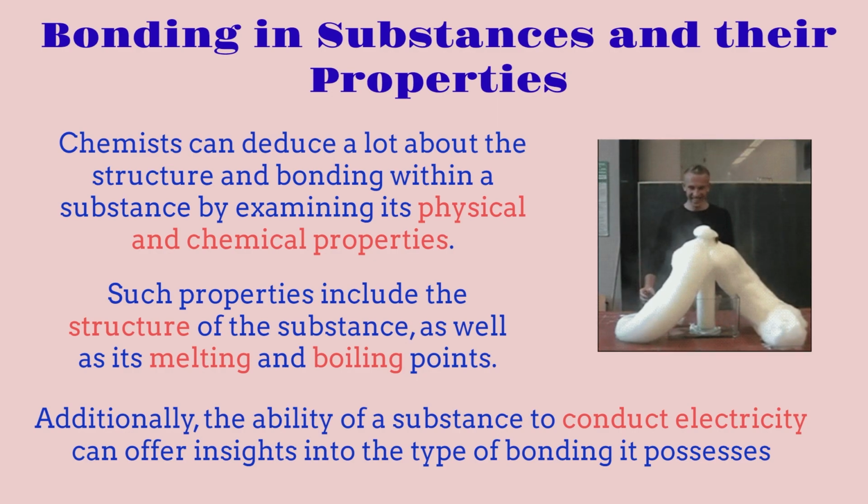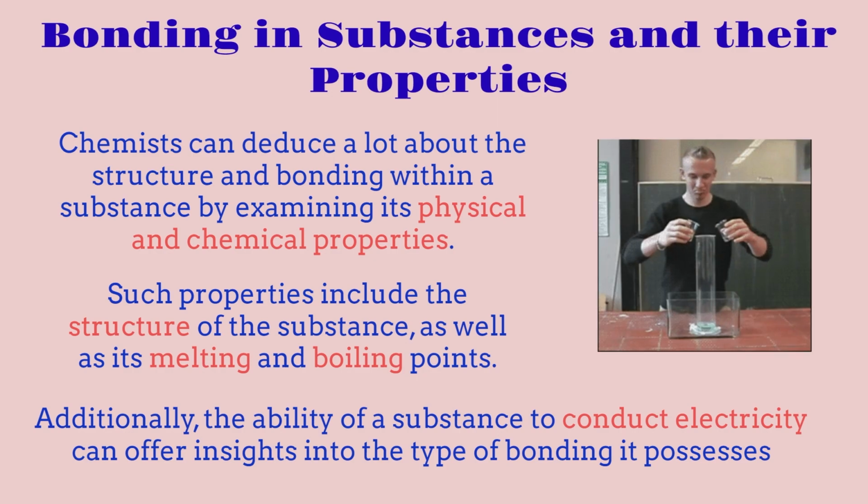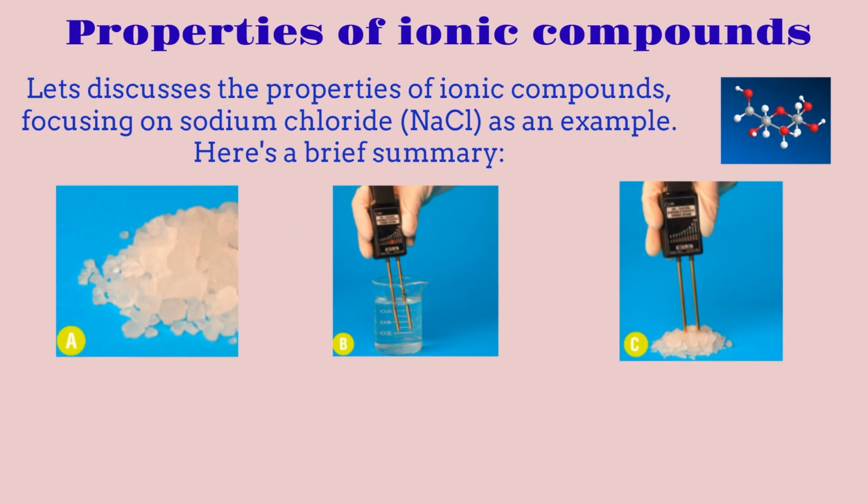So now, since we know that chemists can deduce a lot through these different types of experiments, let's see how we can use that information in order to learn more about ionic compounds and molecular compounds and their properties. So, properties of ionic compounds. We're going to talk about ionic compounds first. First we're going to discuss the properties of ionic compounds, and we're going to focus on the example of sodium chloride, which is salt, and here is a brief summary.